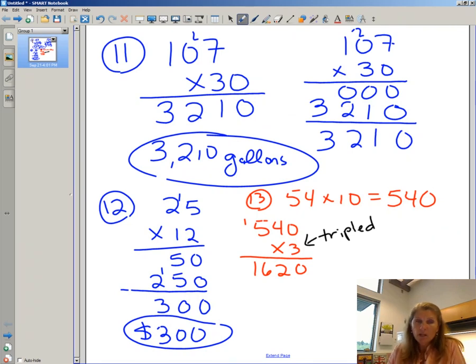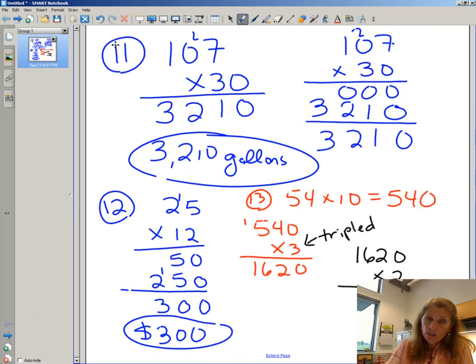Not bad. But then it says the next year it doubled again. So now we're going to take 1,620 from when it tripled, and we're going to multiply that times 2. 2 is the key number we get when we say doubled. If something doubles, you're going to multiply it times 2. 2 times 0 is 0. 2 times 2 is 4. 2 times 6 is 12. 1 times 2 is 2, plus 1 that I just carried is 3.